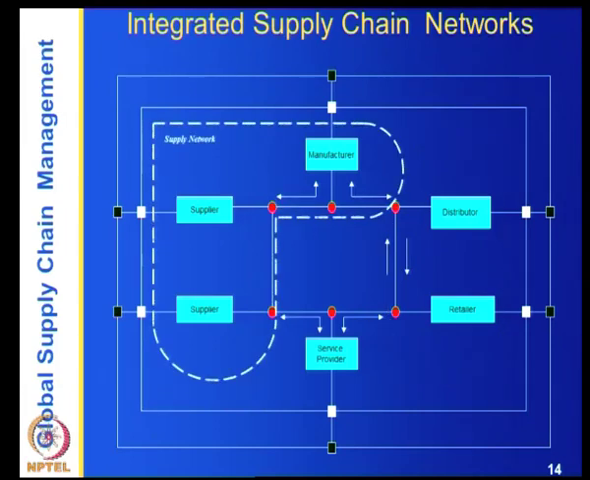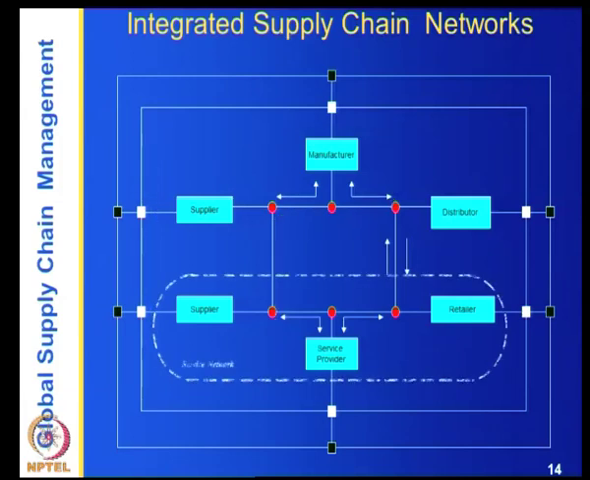And the second one is what we call the supply network, where you have the suppliers supplying to the manufacturer. Depending on the manufacturer's requirement, the suppliers supply, and there is logistics associated with it. It is called B2B logistics or business to business logistics. And the logistics involved in the manufacturer to distributor to retailer flow is called B2C logistics.